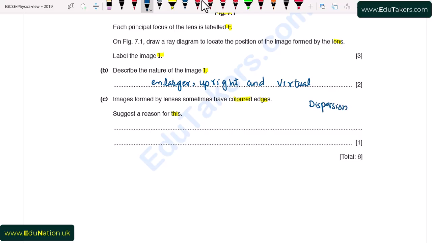And why does dispersion happen? Because each color has a specific wavelength due to which it gets refracted differently by the lens. So I write here sometimes the image formed by the lens has colored edges. It is dispersion in the glass. So I write here dispersion in glass.